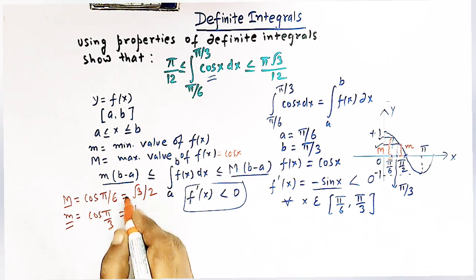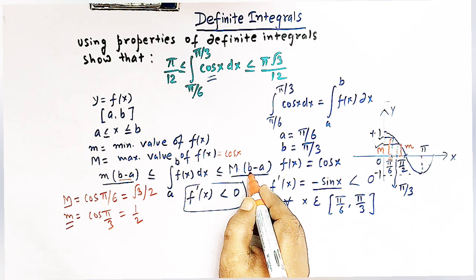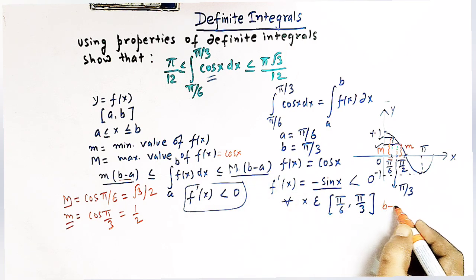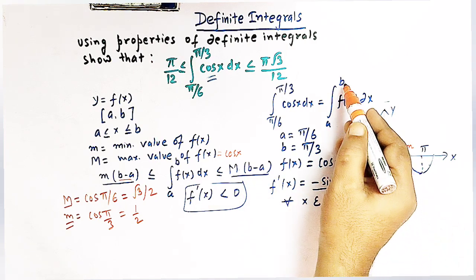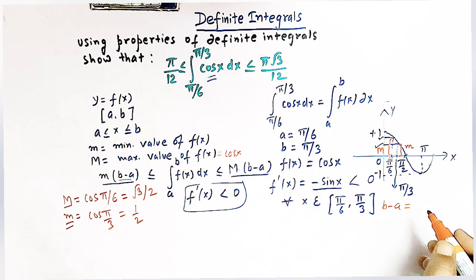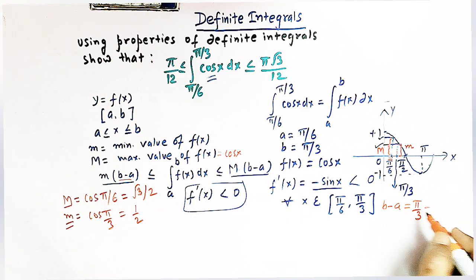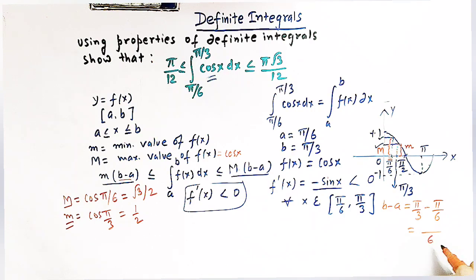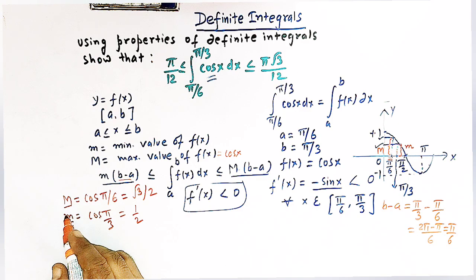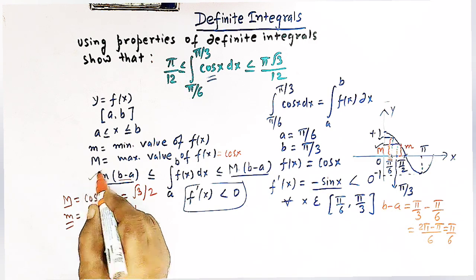So now let us find the value of b minus a, that is the difference between b and a. B is the upper limit and a is the lower limit. So b is given by pi by 3, and a is pi by 6. The LCM of 3 and 6 is 6, and here we have 2 pi, here we have pi. So this is pi over 6, right? So now we have the values of capital M, small m, and b minus a. So let us substitute these values in this inequality.